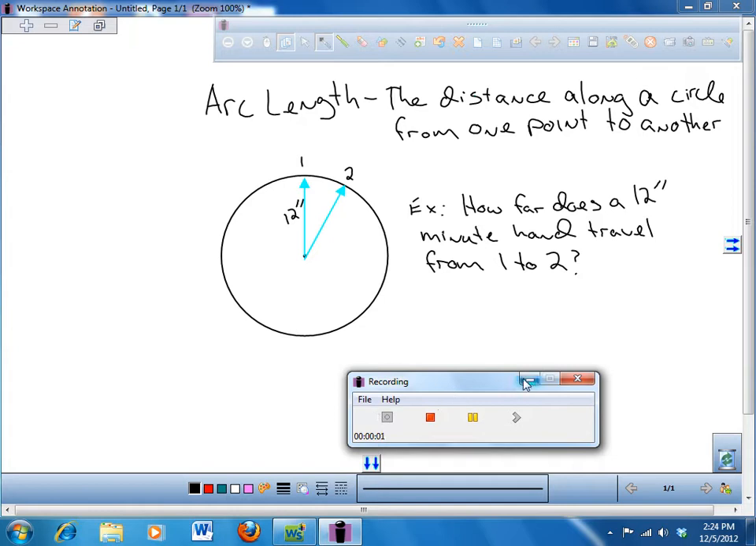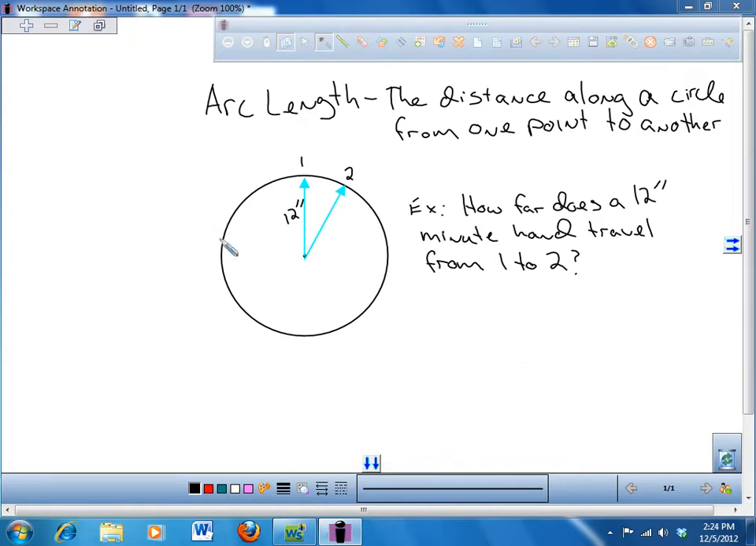We're going to talk about arc length. Arc length, unlike arc measure, is the distance along a circle from one point to another. Usually they do arc length with L.